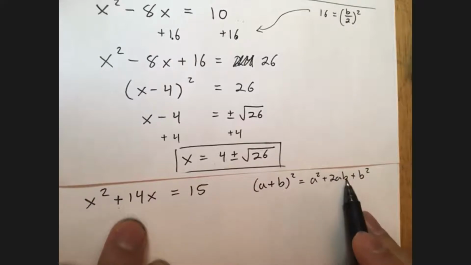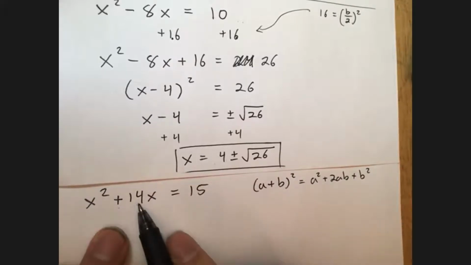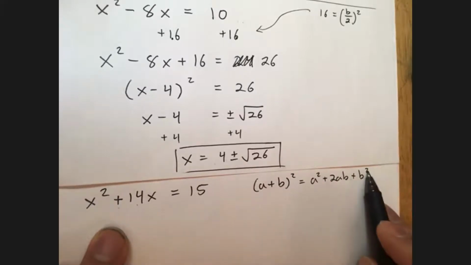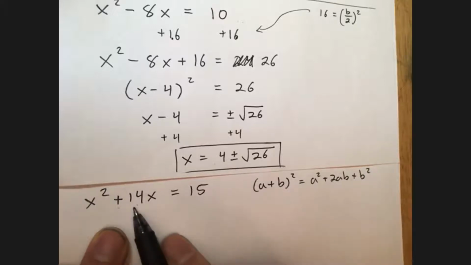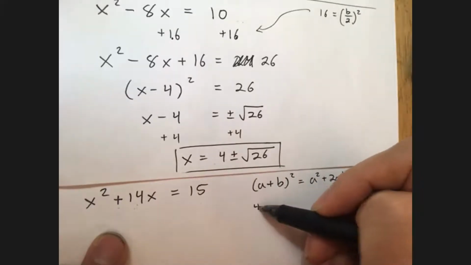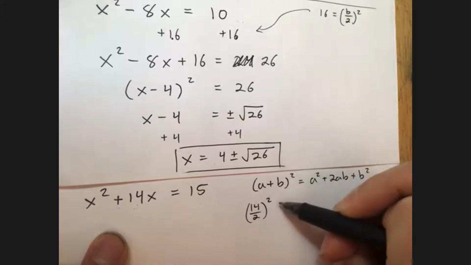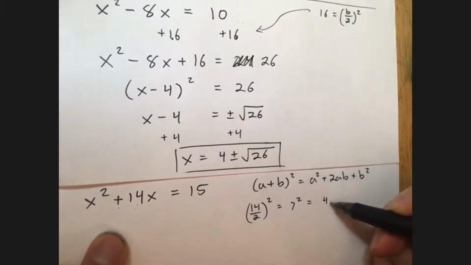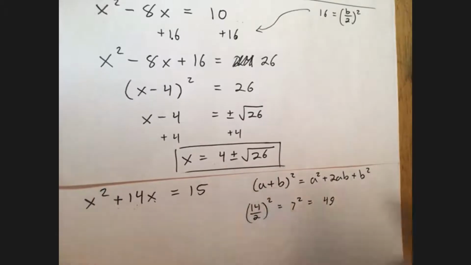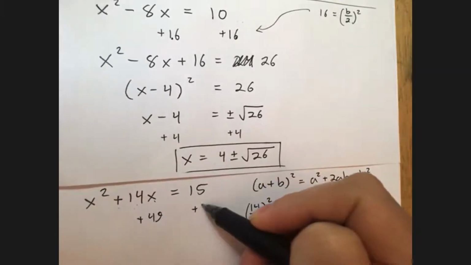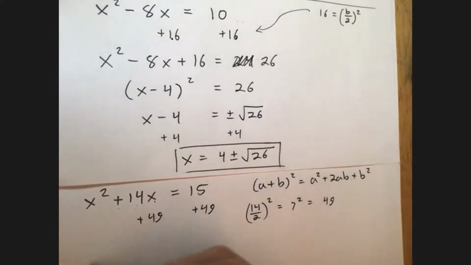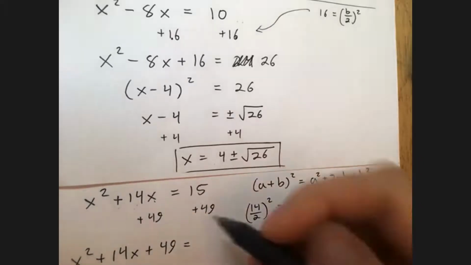The 2b has to be this number. So again, b is going to be half of this. And then I'm going to add b squared. So I'm going to take half of 14, and I'm going to square it. That's what I'm going to add to both sides. So 14 over 2 squared is 7 squared. That's 49. That's what I'm adding to both sides. So I'm going to put plus 49. So I end up with x squared plus 14x plus 49 equals 15 plus 49 is 64.